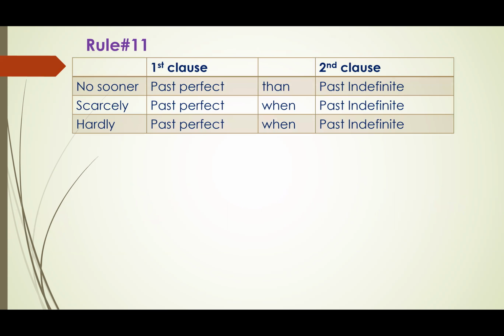So here you can see that there are two clauses. The first clause will be past perfect and the second clause will be past indefinite. And between the two clauses, there will be no sooner, scarcely, hardly. And in between the two clauses, there will be than, when, and when. Okay, so we will start with the first one.